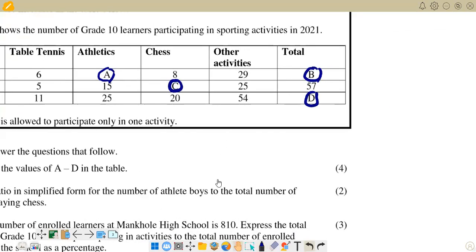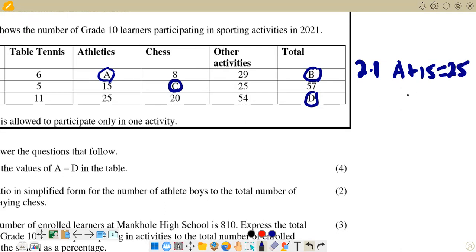So we are on 2.1. We are saying A plus 15 is going to give us 25. So that's what we have.